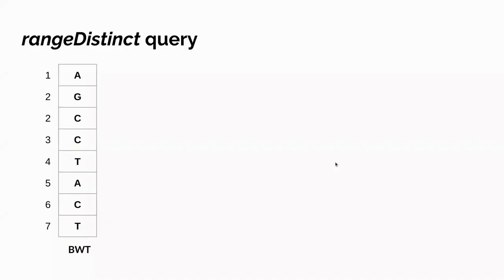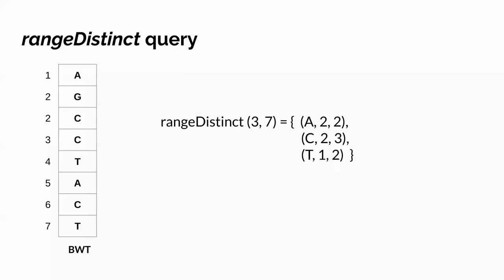So now we will describe the range distinct query a little bit. It is a query that is executed on BWT. The input is two indices of BWT and the output is which letters are present in that range. For example, the letter A is present one time in this range from 3 to 7, and it is the second A of the list. So the output is 2 and 2. The letter C is present two times, and the Cs are the second C and the third C. So the output is 2 and 3, and so on.